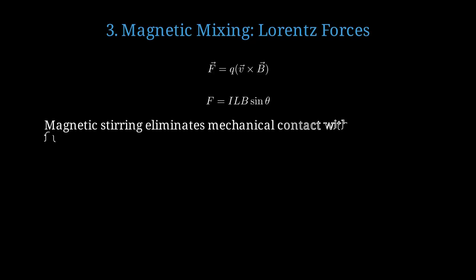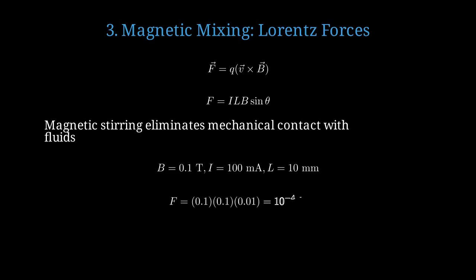Magnetic stirring uses rotating magnetic fields to drive ferromagnetic beads, eliminating mechanical contact with sensitive fluids. With a magnetic field of 0.1 Tesla, current of 100 milliamps, and length of 10 millimeters, the force is 100 micronewtons, sufficient for microfluidic mixing.